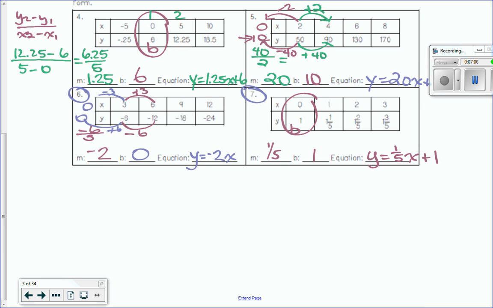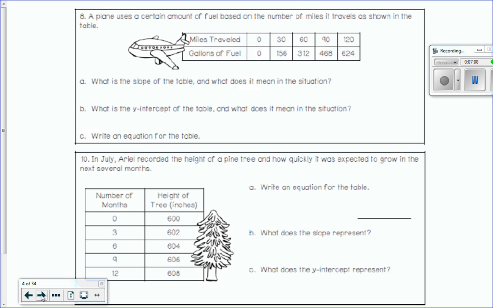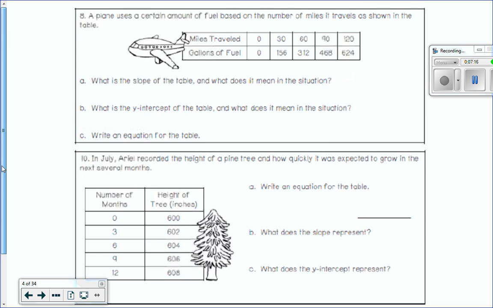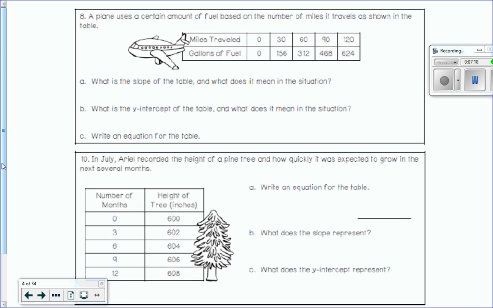All right, if you turn the page, you have 2 problems, number 8 and 10, and a few questions that follow. Find the desired amount of fuel based on the number of miles it travels as shown in the table. What is the slope of the table, and what does it mean in the situation?